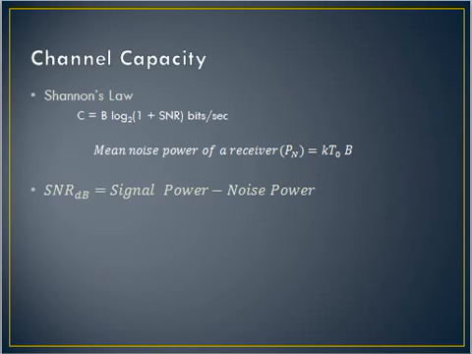Shannon's law was used to calculate the channel capacity. The bandwidth B was specified and the receiver sensitivity was used as the signal power. A value of noise power was determined based on the assumption of the noise being thermal noise.